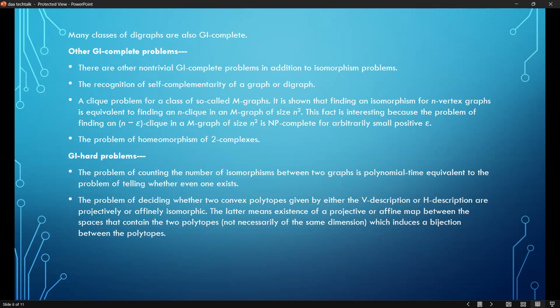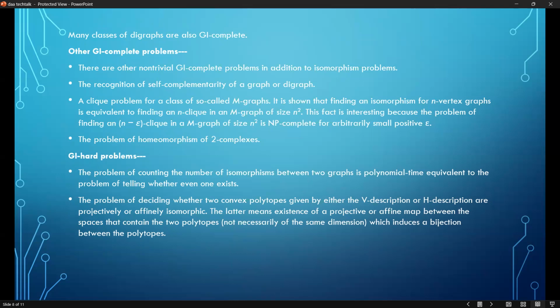A clique problem for a class of so-called M-graphs. It is shown that finding an isomorphism for n-vertex graphs is equivalent to finding an n-clique in an M-graph of size n squared. This fact is interesting because the problem of finding an (n minus sigma)-clique in an M-graph of size n squared is NP complete for arbitrarily small positive sigma. The problem of homeomorphism of two complexes.